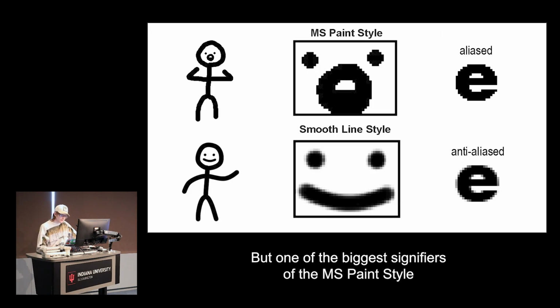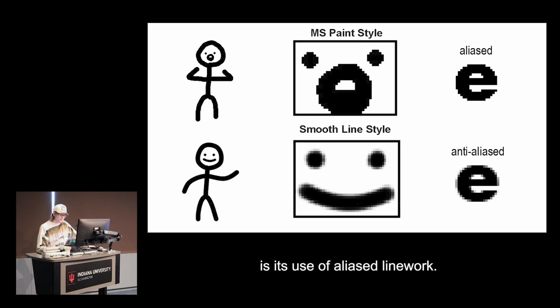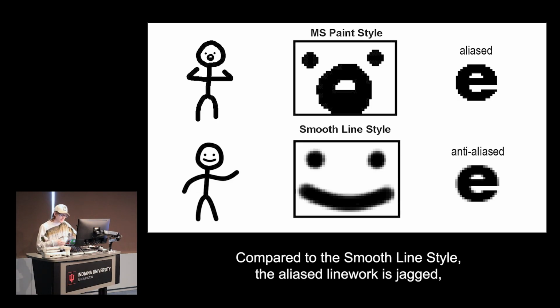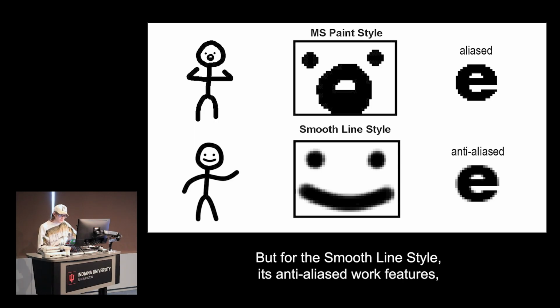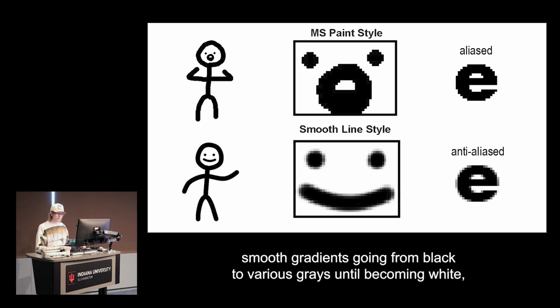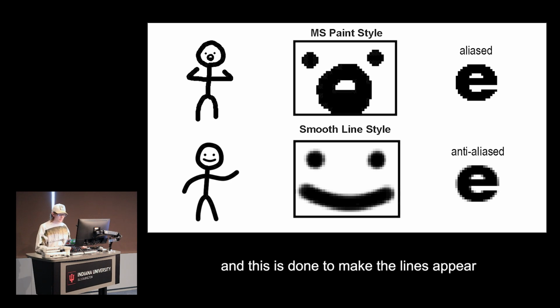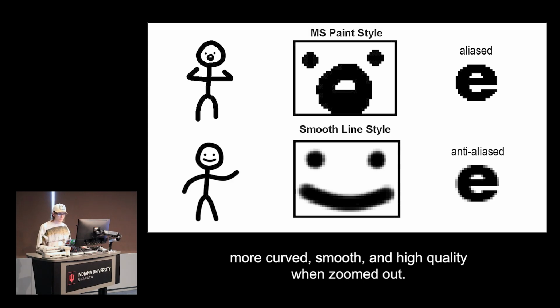But one of the biggest signifiers of the MS Paint style is its use of aliased line work. Compared to the smooth line style, the aliased line work is jagged, going from pure black to pure white in this case. But for the smooth line style, its anti-aliased line work features smooth gradients going from black to various grays until becoming white. And this is done to make the lines appear more curved, smooth, and high quality when zoomed out.